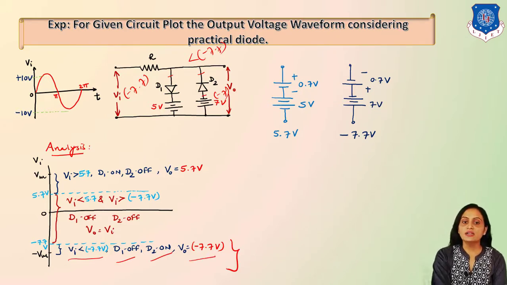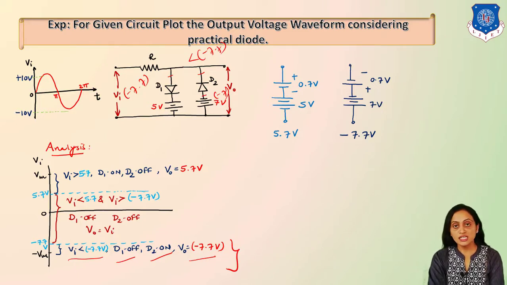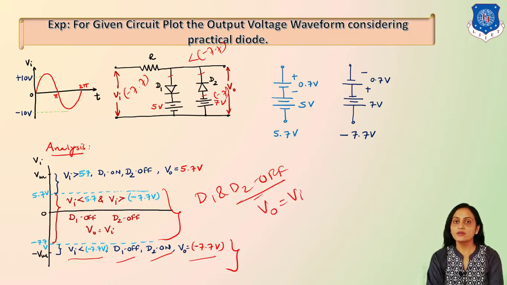And for this middle range, what happens? We had already seen in the analysis in the previous slide in the two-way parallel clipper circuit, that for this particular duration both diode D1 and D2 remain off, and due to that we can say output is equal to input, and that we are going to see by the equivalent circuit.